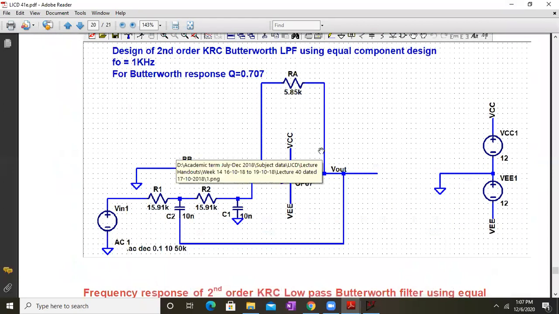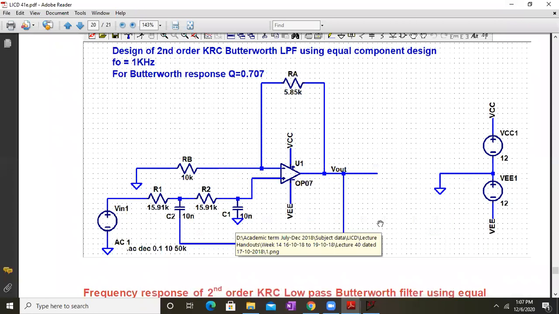Okay, so I think that's it for today's lecture. Next time we'll start with the second order high pass filter frequency response.